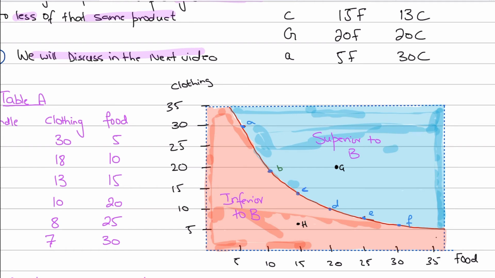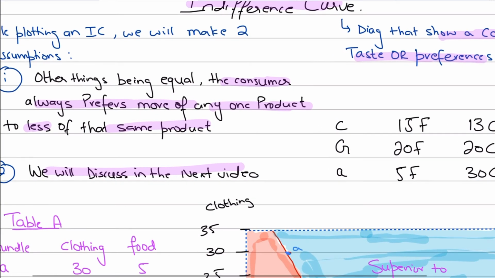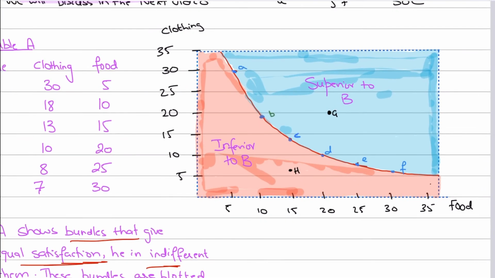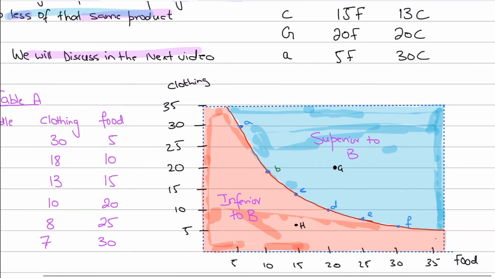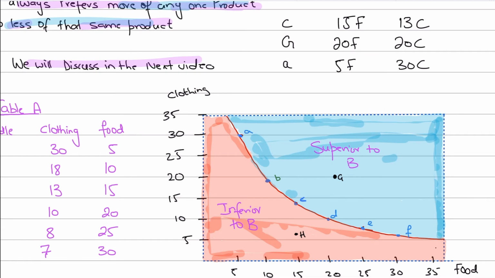Okay, fine. But if we go back to our assumption, assumption one, it said that more of any product is preferred. More is better, more is preferred. So for sure we could say, even from the face of it, that G is definitely preferred to C, because C has 15 units of food and 13 clothing.